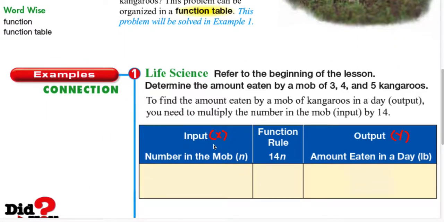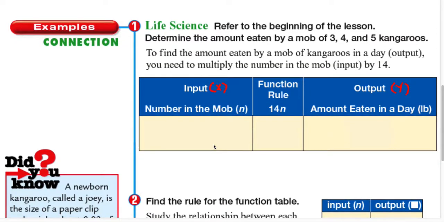Okay, so taking a look at example 1, to find the amount eaten by a mob of kangaroos in a day, which is our output, you need to multiply the number in the mob, the input, by 14. So our function rule will be 14n, because 14 pounds will be eaten a day by the unknown number of kangaroos, which will be equal to n. Our input will be the number in the mob, which is n, and our output would be the amount eaten in a day, the output being dependent on our input.